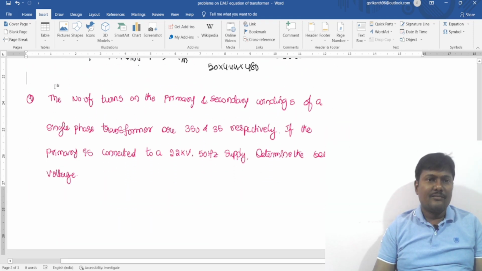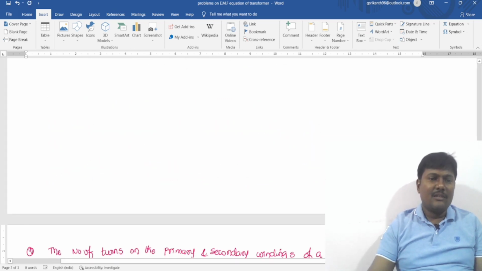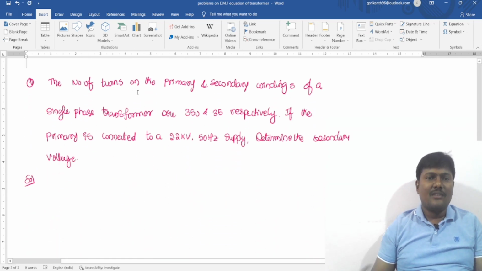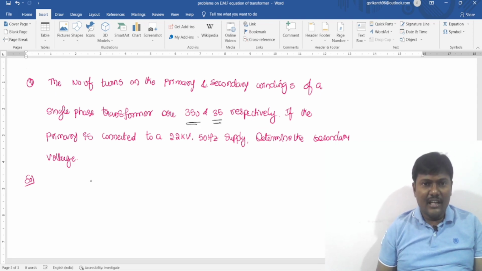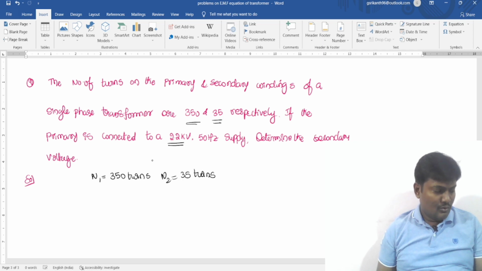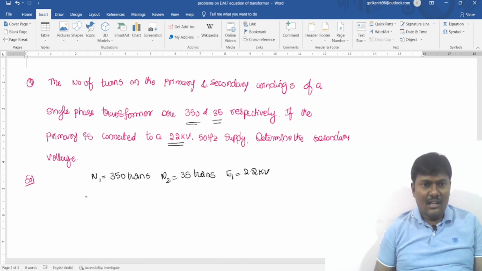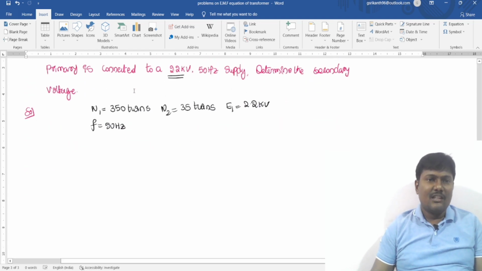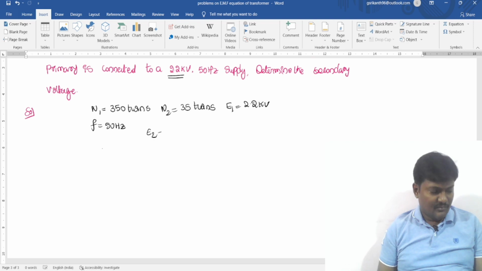And the number of turns on the primary and secondary windings of a single phase transformer is 350 and 35. So now N1 is equal to 350 turns and N2 is equal to 35 turns. If the primary winding is connected to 2.2 kilovolts, that means E1 is equal to 2.2 kilovolts and the frequency is 50 hertz. Calculate the secondary induced EMF. Yes, E2 is equal to how much?